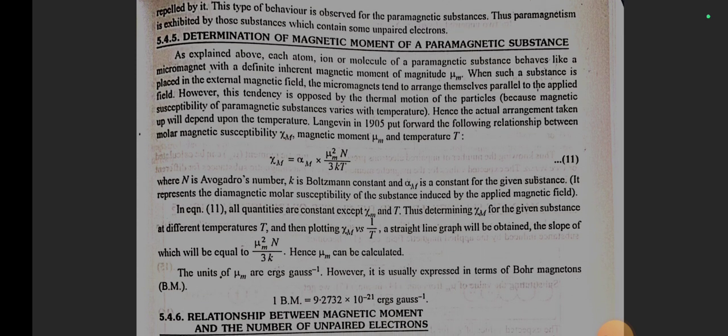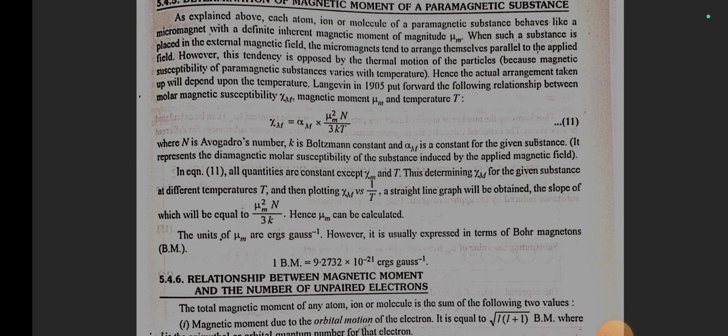Determination of magnetic moment of a paramagnetic substance. As explained above, each atom, ion or molecule of a paramagnetic substance behaves like a micromagnet with a definite inherent magnetic moment of magnitude μm. When such a substance is placed in the external magnetic field, the micromagnets tend to arrange themselves parallel to the applied field. However, this tendency is opposed by the thermal motion of the particles. Hence, the actual arrangement taken up will depend upon the temperature.